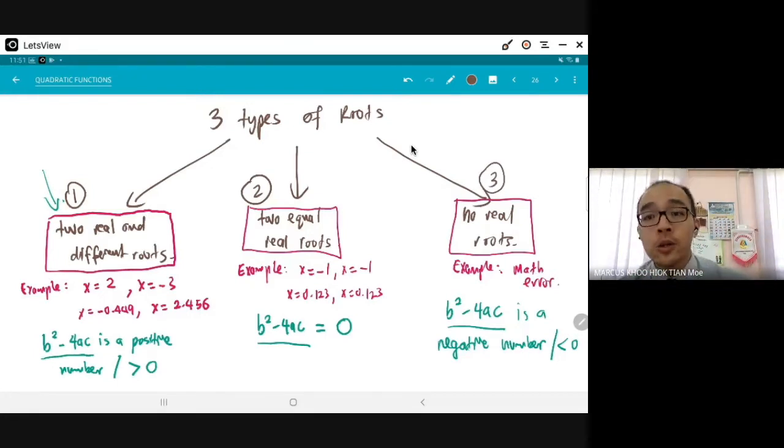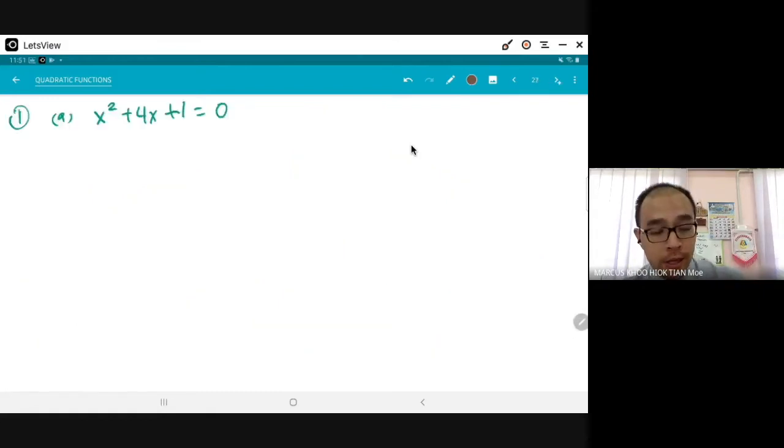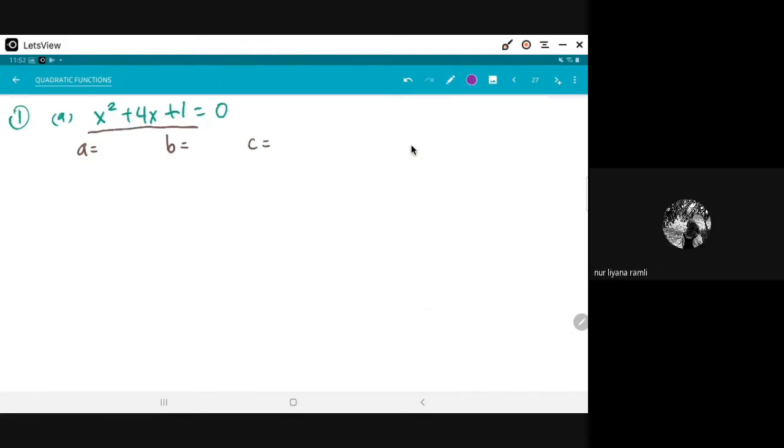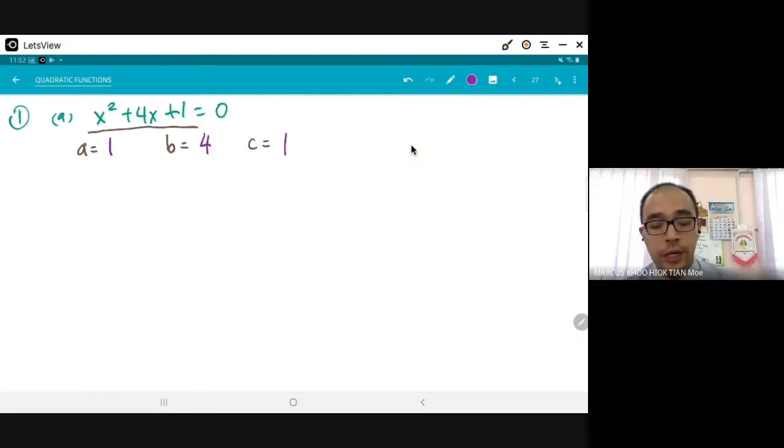So macam mana kita mau tentukan sama ada dia kategori 1, 2 atau 3? We count the discriminant. Okay, let's identify the a, b and c please. Can anyone tell me what is the value of a, b and c in this quadratic equation? a is 1, b is 4 and c is 1. Very good. Okay, so let's now put this into the discriminant, b squared minus 4ac. Kita kira. b is 4 squared minus 4 times 1 times 1.